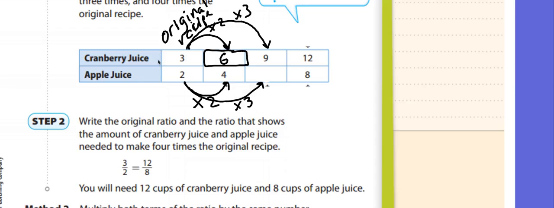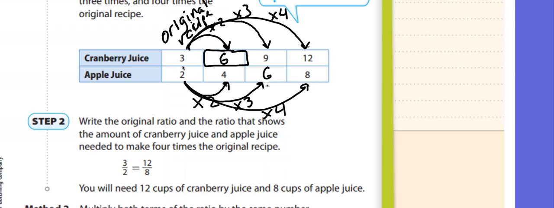2 times 3 is 6. And then again, I can go back to the original. I've got 3 cups of cranberry juice and I quadruple it to get 12 cups of cranberry juice, and I quadruple this to get 8 cups of apple juice. So I know that looks a little bit complicated. Sometimes you notice patterns.